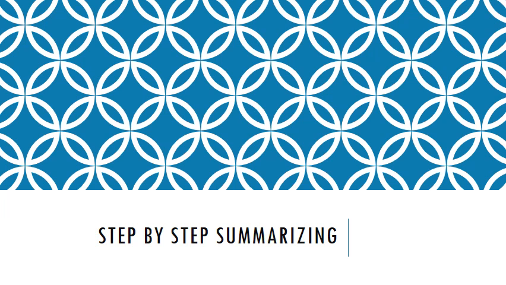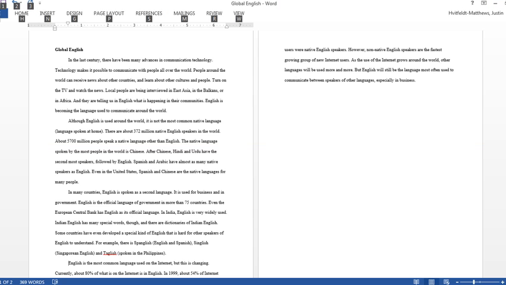Alright, so this video is going to go step by step over the process of summarizing. It'll take us through reading the article, annotating the article, coming up with an outline, and then actually writing the summary. What you can do if you want to follow along is print out the article, which is called Global English, and you can find this under the summary folder in Blackboard under Course Documents.